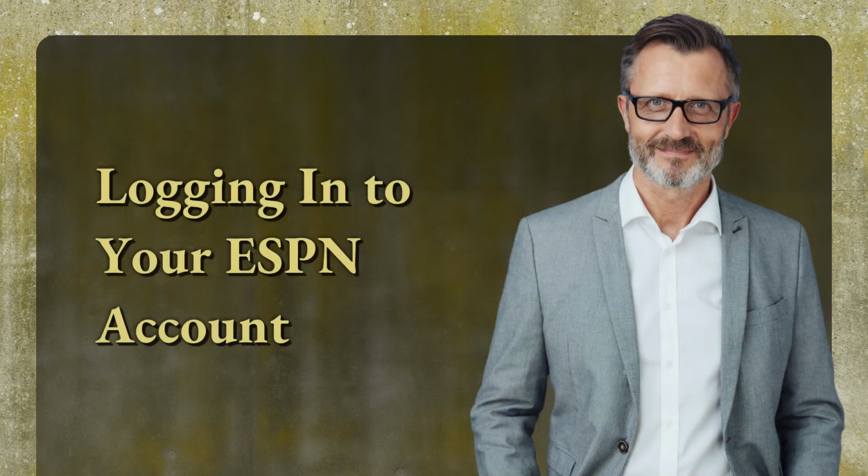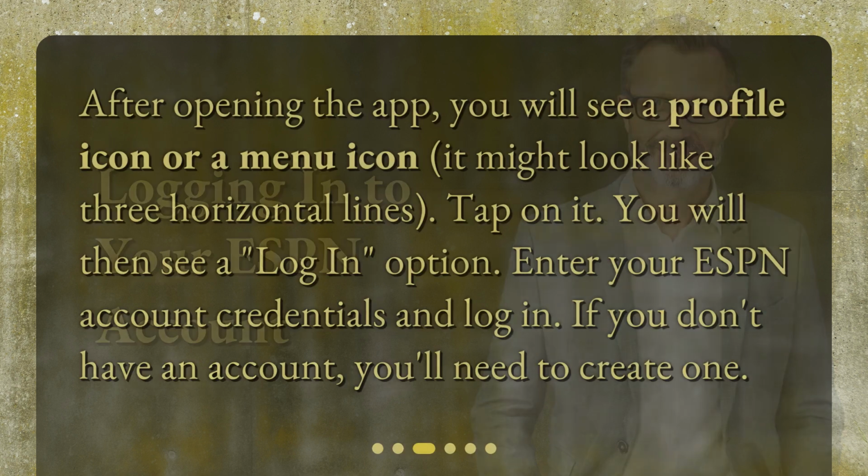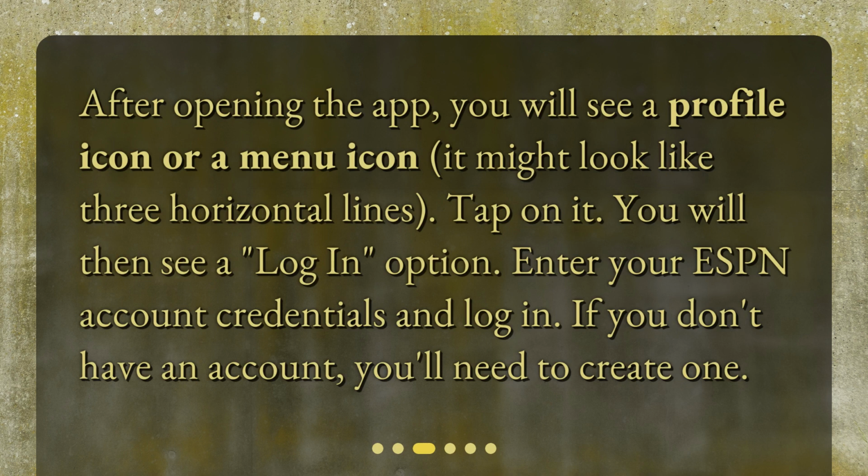Logging into your ESPN account. After opening the app, you will see a profile icon or a menu icon. It might look like 3 horizontal lines. Tap on it. You will then see a Log In option. Enter your ESPN account credentials and log in. If you don't have an account, you'll need to create one.